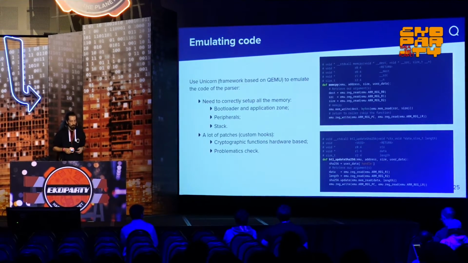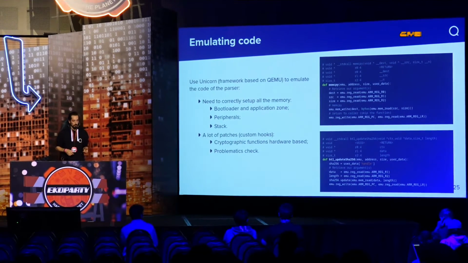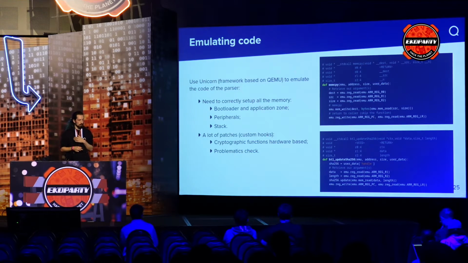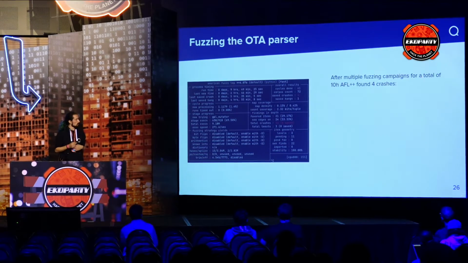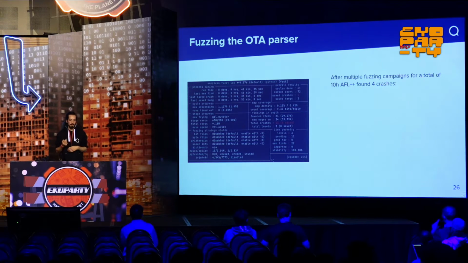This was mainly for performance reasons, as it is faster. And we also replace, for example, the SHA function to avoid crashes. So now we have completed all the required steps, we can start to fuzz. After multiple fuzzing campaigns for about 10 hours, which is surprisingly not that much, AFL++ found 4 crashes.